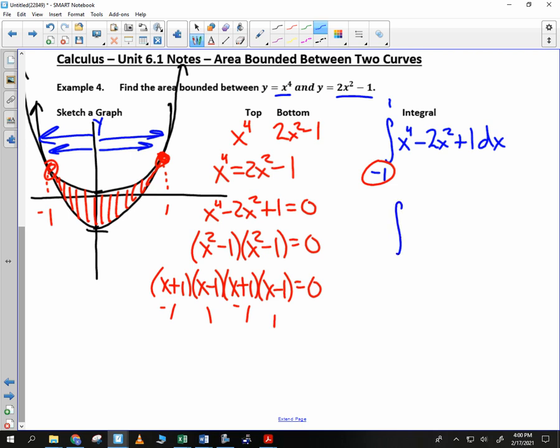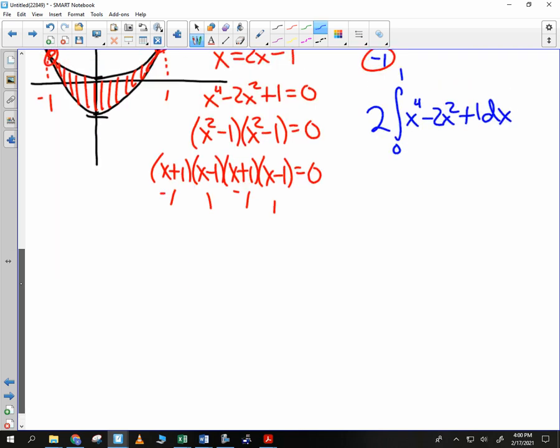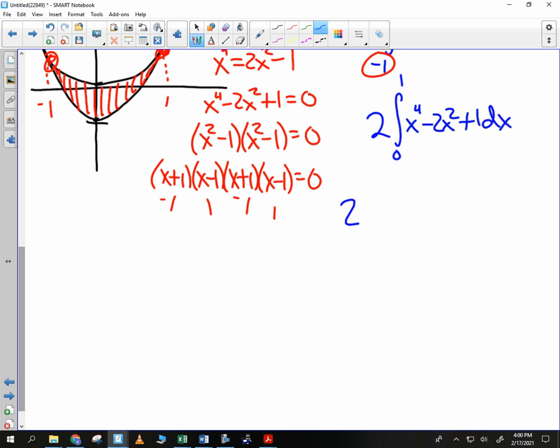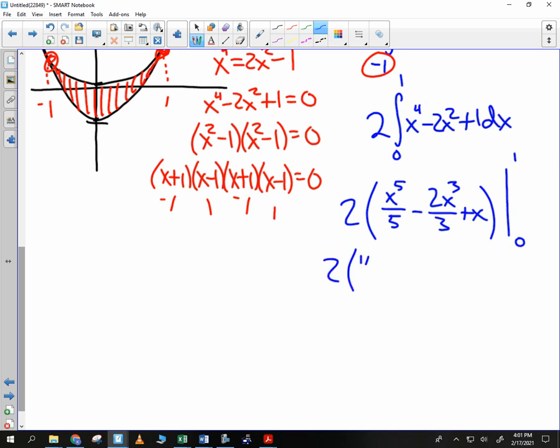We're going to do the integral from 0 to 1 of x to the fourth minus 2x squared plus 1 dx, and we're simply just going to double it. You can see that it's the same on both sides. The area will be the same. And so now we just go ahead and find the antiderivative, which will be 2 times x to the fifth over 5 minus 2x cubed over 3 plus x. And you're going to evaluate that at 1 and at 0. So we get 2 times 1/5 minus 2/3 plus 1.